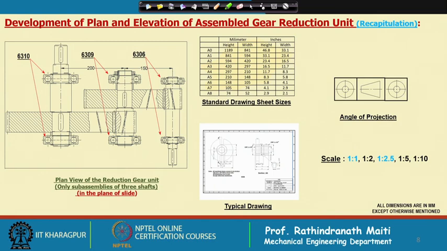You can use other views in another drawing sheet, or else you can take the next scale, maybe 1:2, 1:2.5 is preferred by some people, or 1:5. Normally 1:10 is not done for machining unless it is a huge machine.